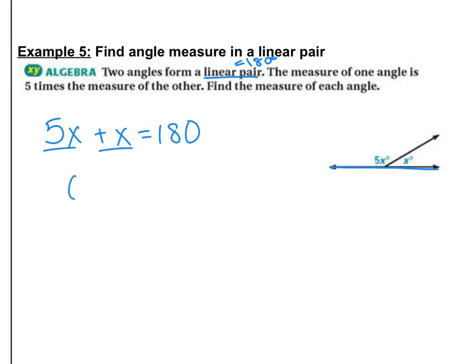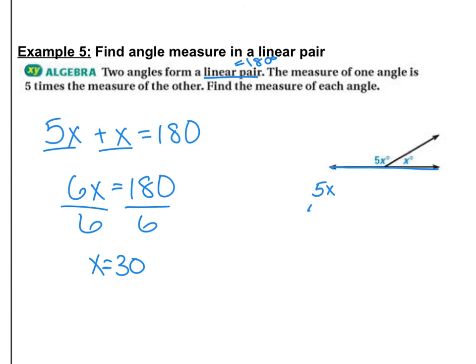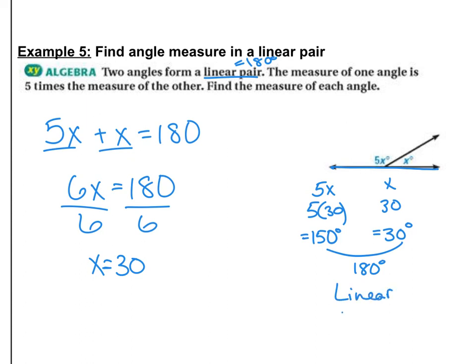I'll combine my like terms to get 6x equals 180. Divide by 6. X in this case equals 30. Again, we're not done there. They want to know the measure of each angle. So I'm going to take 5x and I'm going to plug 30 in, which will equal 150 degrees. And I'm going to take x and plug 30 in, which will give me 30 degrees. And then if I add them together, I would get 180, which means they are a linear pair.